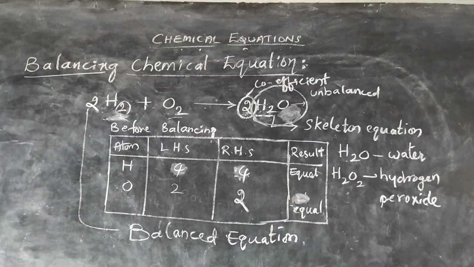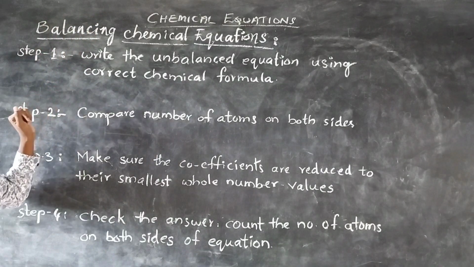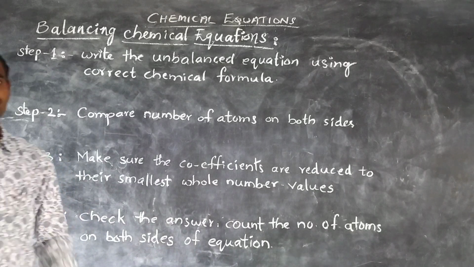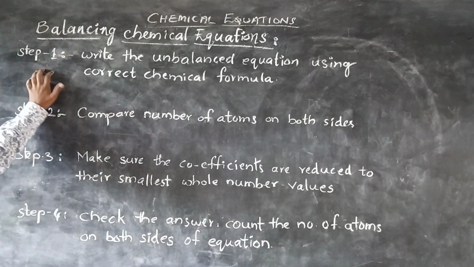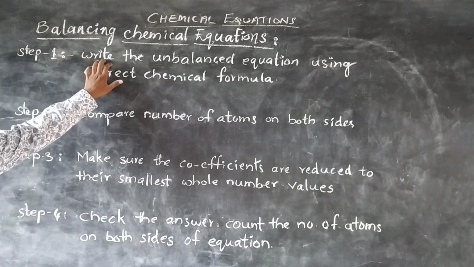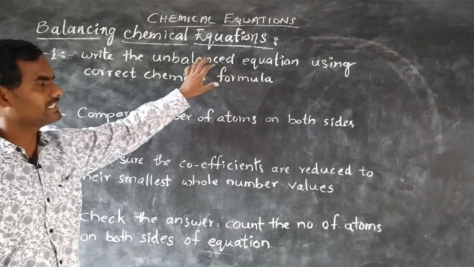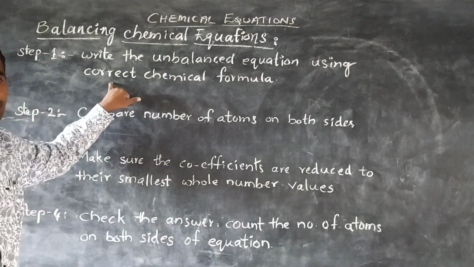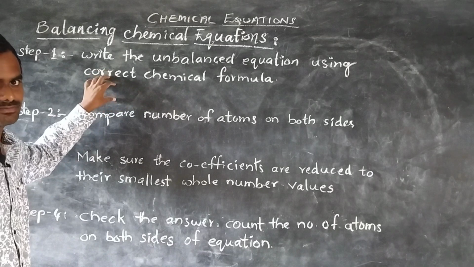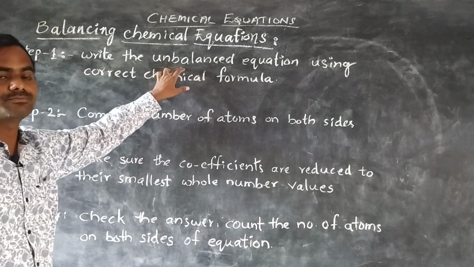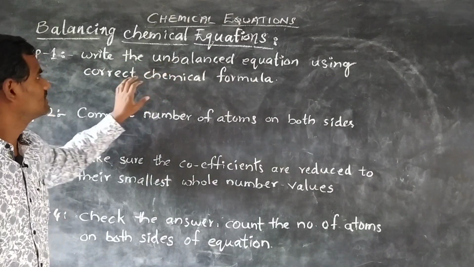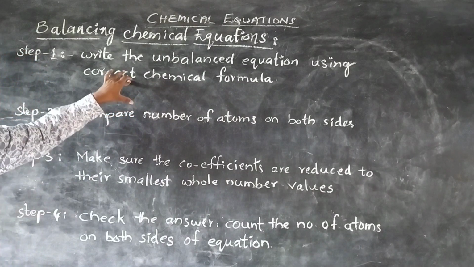Is it clear? To balance any chemical equation, we have to follow mainly 4 steps. In that, the first step is to write the unbalanced equation using the correct chemical formula. We have to write the unbalanced chemical equation by using the correct chemical formula.